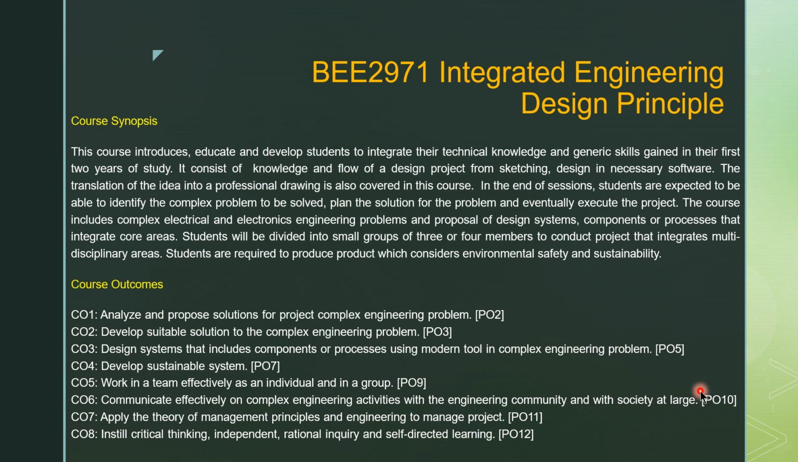Now, the course synopsis. This course introduces, educates, and develops students to integrate their technical knowledge and engineering skills. You can read all this. We have 8 course outcomes, each of which is tagged to POs. For example, CO1 is tagged to PO2, PO3, PO5, PO7, PO9, PO10, PO11, and PO12. This is the description and course synopsis of BE2971 Integrated Engineering Design Principle.